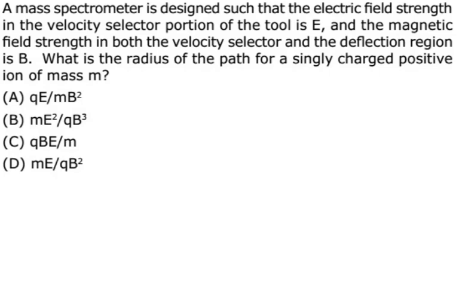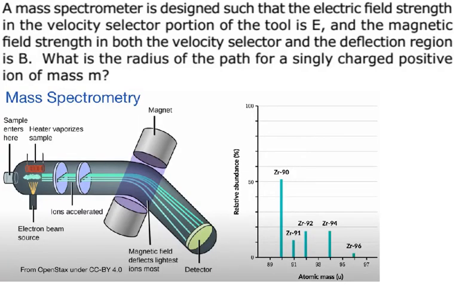What is the radius of the path of a singly charged positive ion of mass m? Mass spectrometry is an analytical technique that measures the mass to charge ratio of ions, and the results are typically presented as a mass spectrum, where they plot the intensity as a function of mass to charge ratio. Khan Academy has a good lesson on mass spectrometry, so I'm just going to go over this very quickly so you understand how it works.